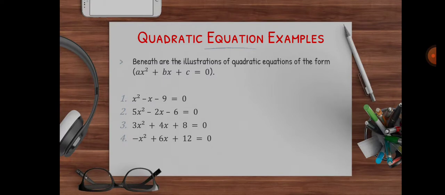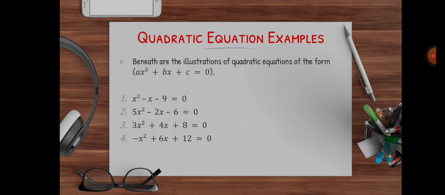As you see, these are the quadratic equation examples. Beneath are the illustrations of quadratic equations of the form ax squared plus bx plus c equals 0. So in the first one, x squared minus x minus 9 equals 0. So this is an example of a quadratic equation. As you can see, it has a degree of 2 and it follows the correct form, which is ax squared plus bx plus c equals 0.